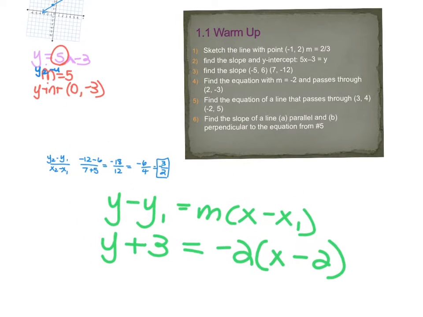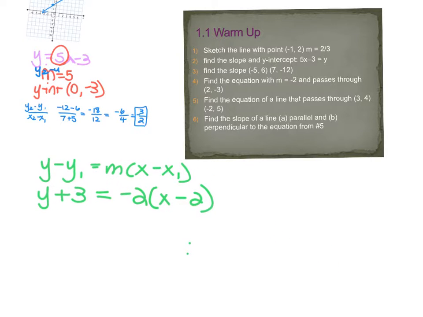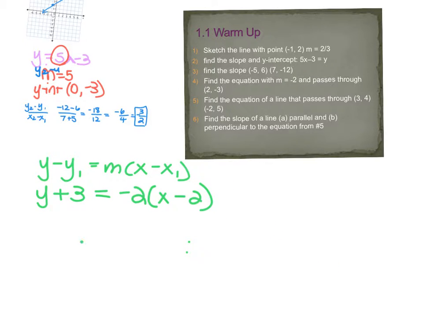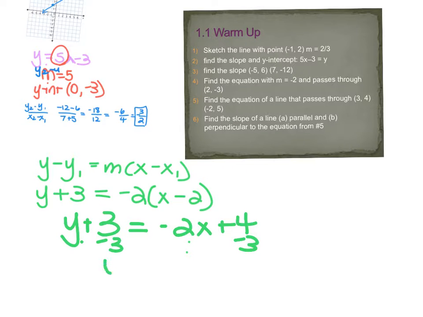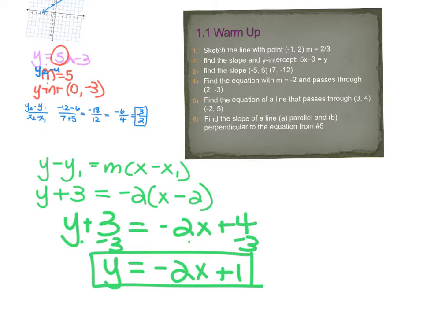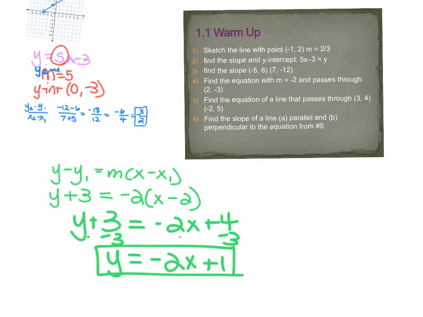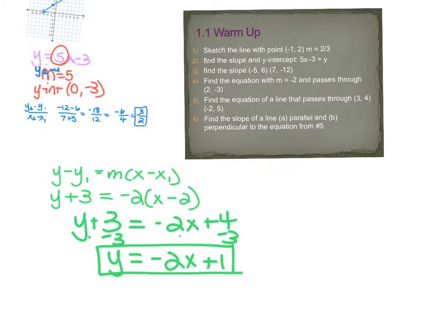So you want to put these answers in slope-intercept format, unless it says otherwise. So y plus 3 equals, distribute, and then subtract the 3. And there's the equation of the line. Questions on that one?